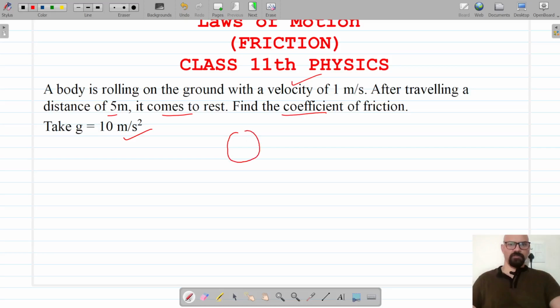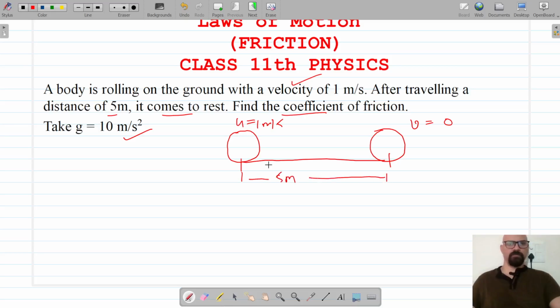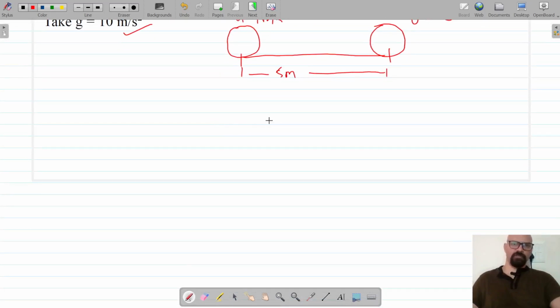So let's say this is a body that is rolling on the ground, and its initial velocity is 1 meter per second, and the final velocity is 0. It comes to rest, and the distance traveled by it is 5 meters. We have to find the coefficient of friction. So before that, let's find the acceleration.